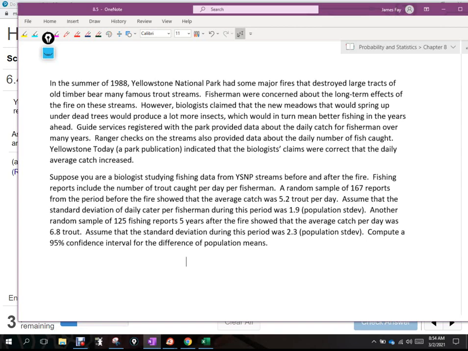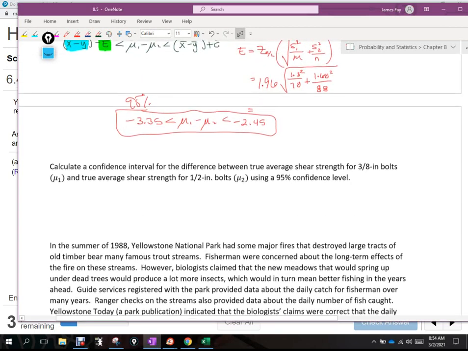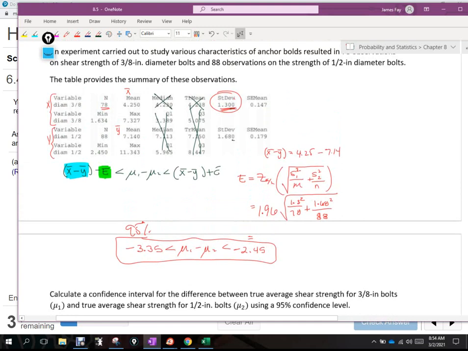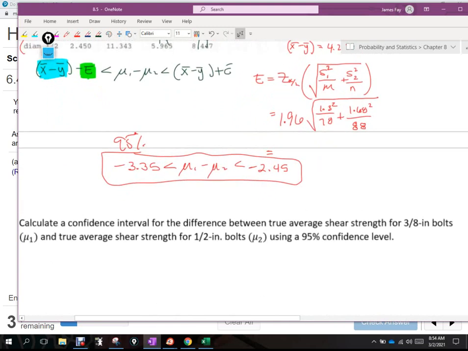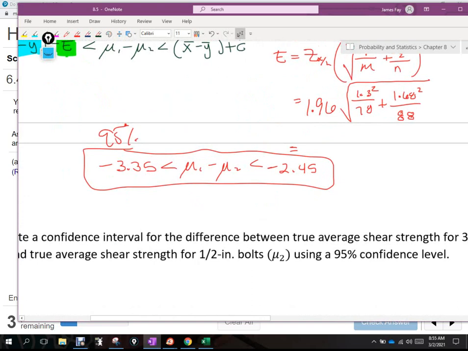Yesterday, I think we finished with this one that talked about, again, the shear strength of bolts. And we found out this value here. And I just want to make sure that we reiterate what we were discussing yesterday when the bell rang. Right now, what we're saying is that the difference in the means between these two populations is, we're 95% confident, between negative 3.35 and negative 2.45. Now, I don't know what the units are for shear strength for bolts, but whatever those units are.